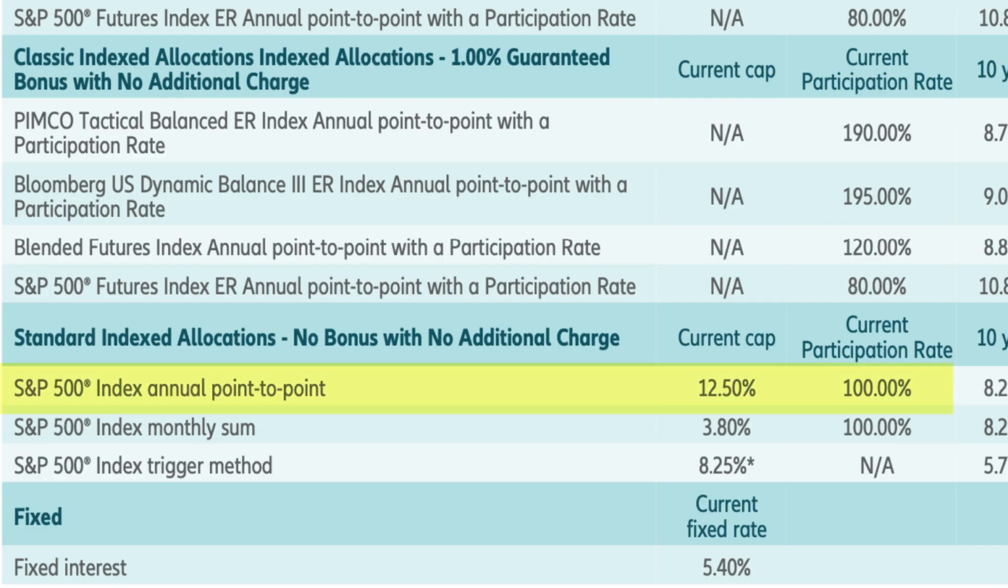For example, you might see a 100% participation rate with a 12% cap. Don't let this confuse you. Do the math as we've done before, knowing that the cap will always limit how much can be credited to your account, regardless of the participation rate. Remember, the cap determines the maximum credit you can receive.